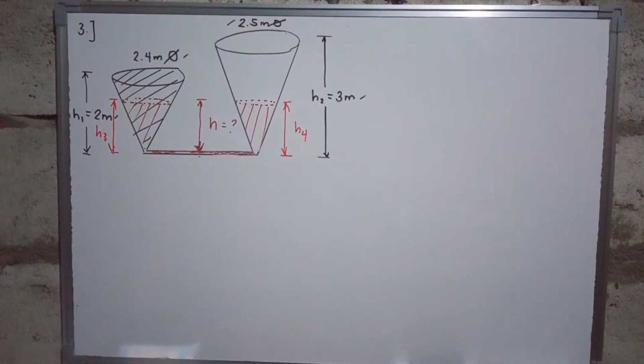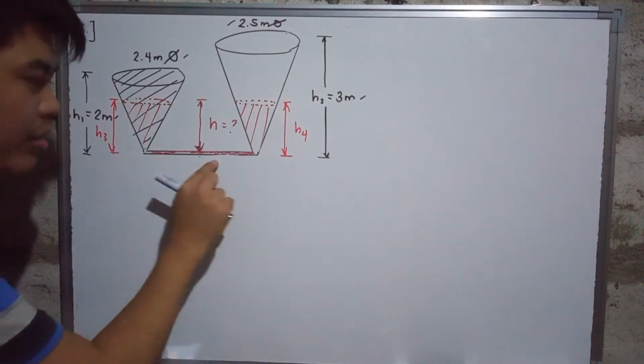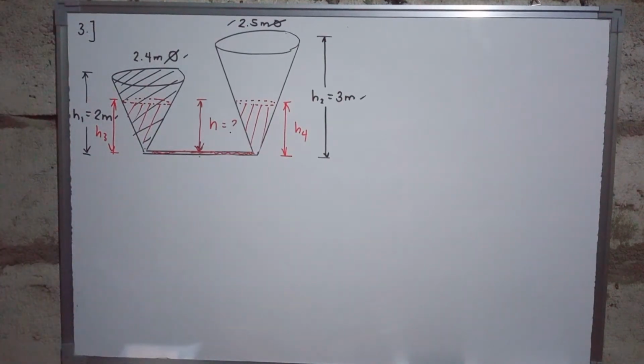Solve for our final problem, which is sample problem number 3. Two vertical conical tanks, both inverted, have their vertices connected by a short pipe. So, ito yung ating short pipe. One tank initially full of water has an altitude of 2 meter and diameter of 2.4 meter.